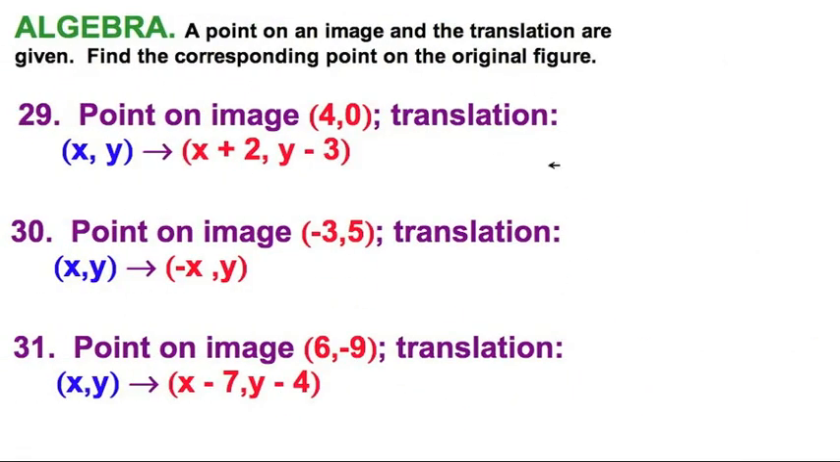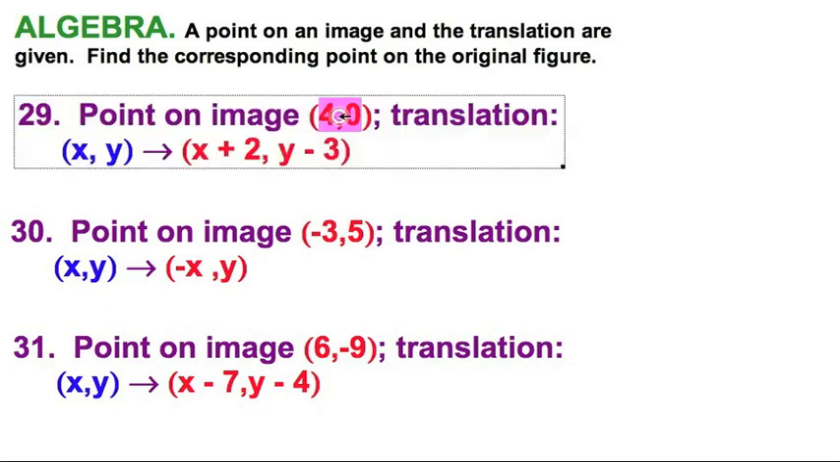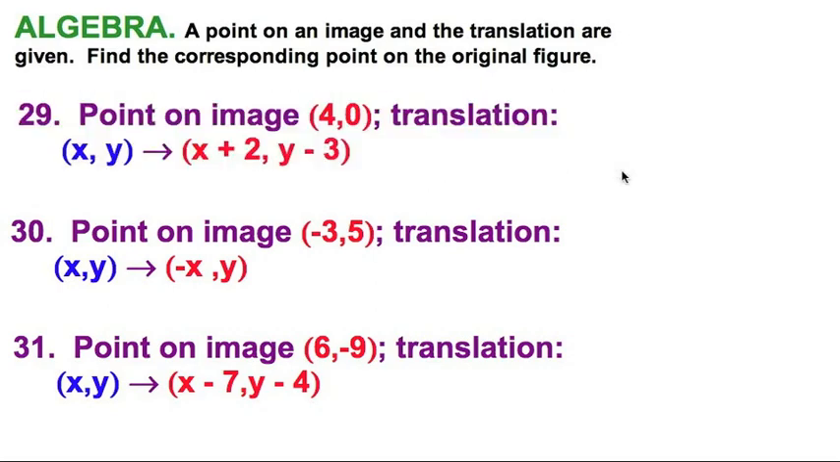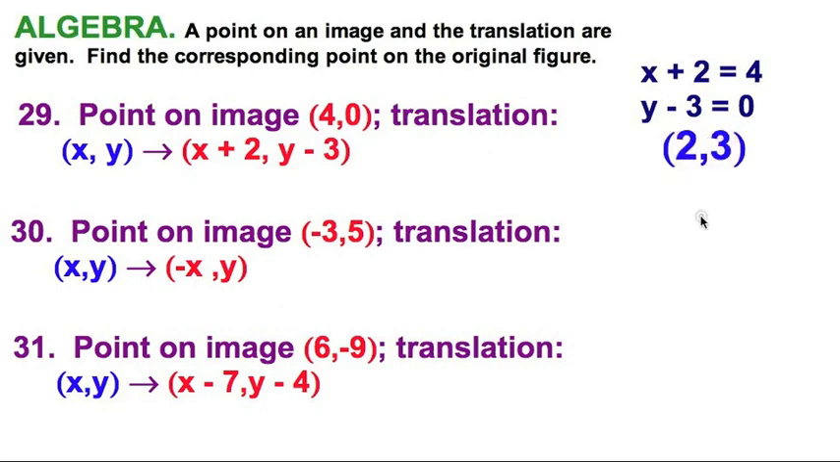Well, here are three exercises where we know a point on the image, and we're going to work backwards to find the point on the pre-image. Well, if this is the translation, I could do two things. I could just set up a pair of equations. I could say since (4, 0) is the result of this translation, then x plus 2 is 4 and y minus 3 is 0. Solve for x and y, I get the point (2, 3).